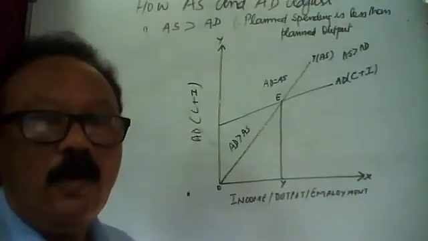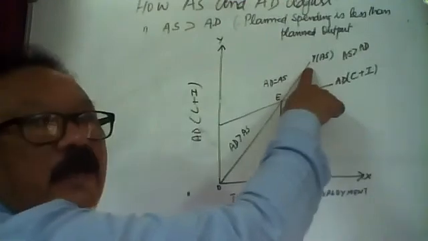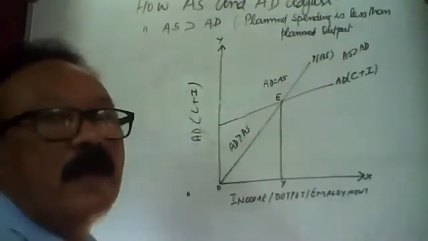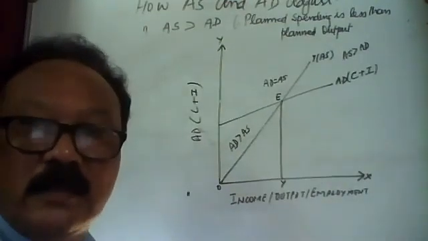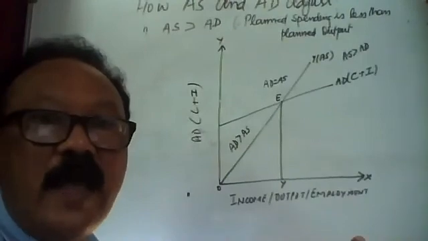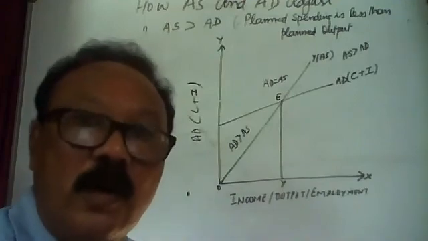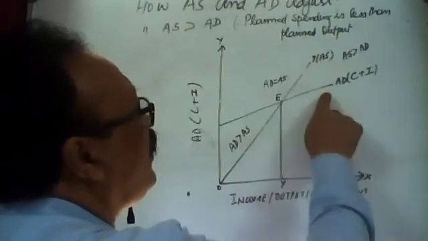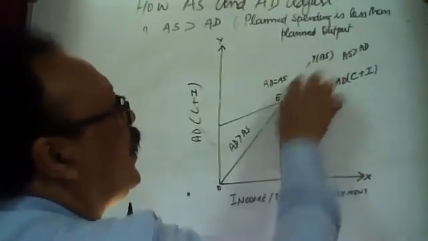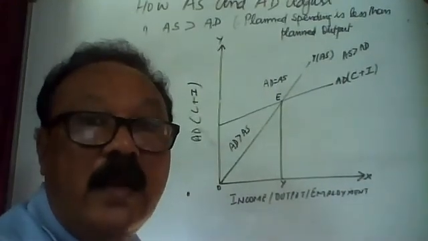Now look at this on the board. This is your AS line, it is higher than the AD line, which means aggregate supply is greater than aggregate demand. In other words, there are more goods in the market and people are buying less. The demand for the goods is less, supply is more. So what happens? There is going to be some stock which is not being sold because there is no demand for them. This AS is higher than AD, that means aggregate supply is more than the aggregate demand.